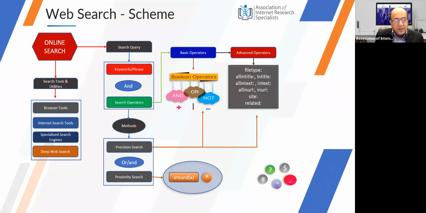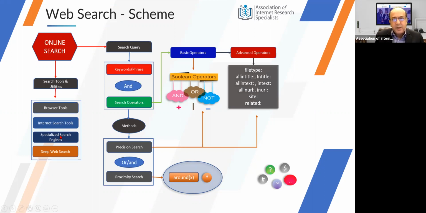Then internet search tools, which means that there are specialized search tools that specifically search for, let's say, social media accounts, or they are programmed so that they're focused on searching PDFs only, or certain educational databases are queried through those tools. Then we've got specialized search engines.